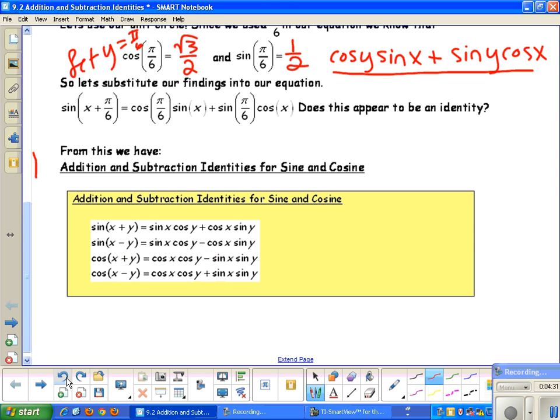And for cosine, notice that it's cosine x cosine y minus sine x sine y, and cosine x cosine y plus sine x sine y.